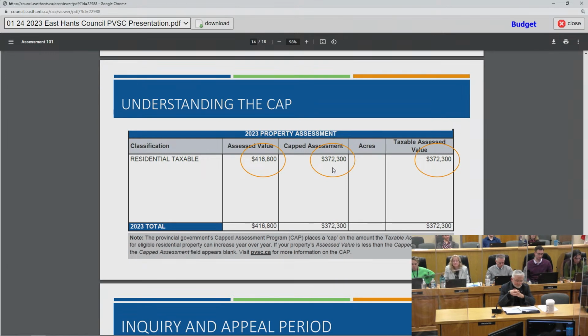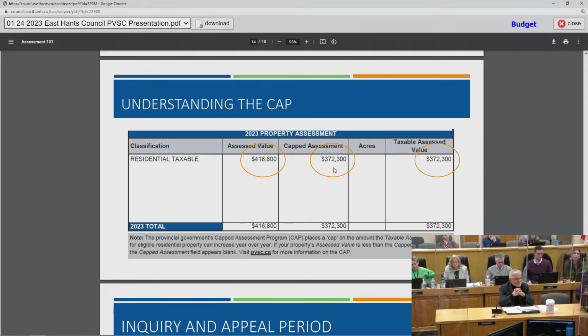So this would be calculated based on a previous year's assessment brought forward by the Consumer Price Index. The taxable assessed value is always the lower of the two numbers. So I always explain to folks that the capped assessment program can never harm a property owner from a perspective of taxable assessment.